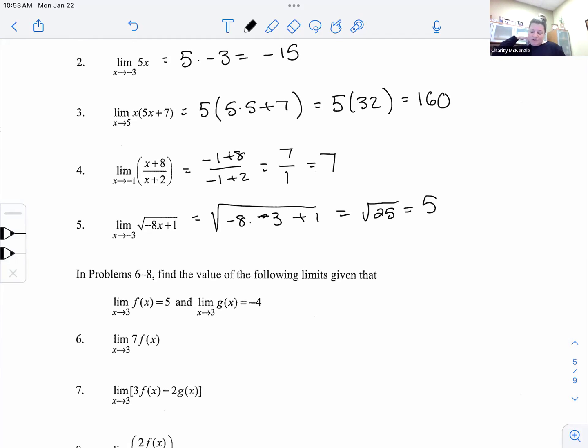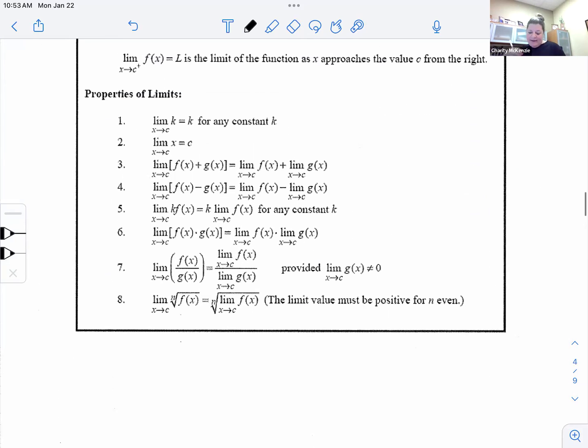Now, they have some rules that we kind of skipped over here. Basically, these rules are saying, if you just have a horizontal line where it's a constant number, then it doesn't matter what value you put in, that would be the answer. So if I have the limit of some number, it's just going to be that number. So if it's horizontal at 2, any value I put in, it's going to be a 2. So that's what that's trying to tell you here.